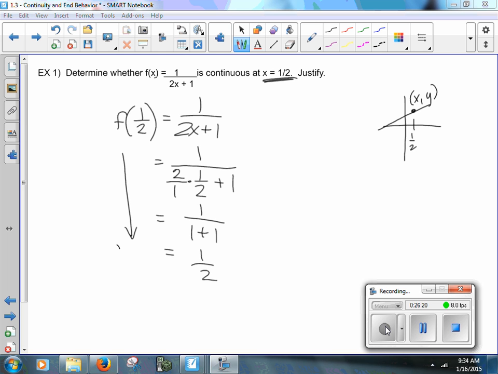What do I get? What's that mean? Is it continuous at x equals 1/2? Yeah. Where did 2/1 come from? I rewrote this 2 as 2/1 because that's what it is. Anytime I have a fraction, I want to make everything around it a fraction if I'm multiplying or adding. Is that continuous, yes or no? Yes, it is continuous.